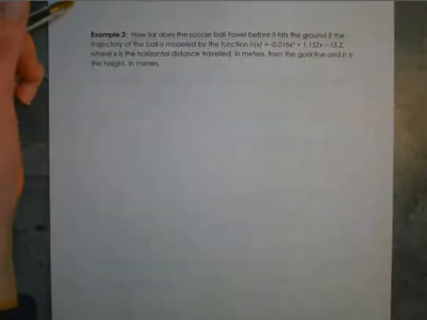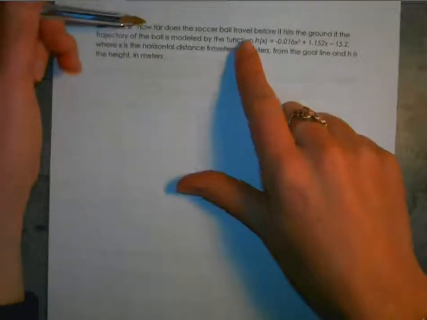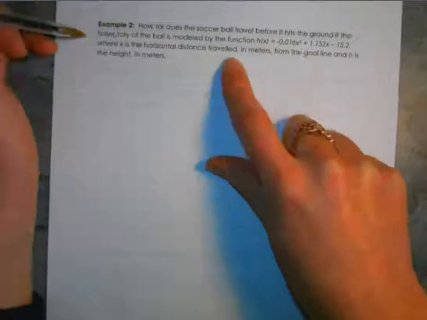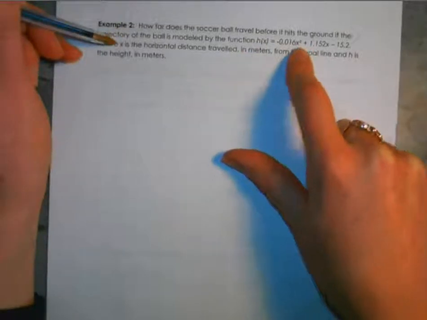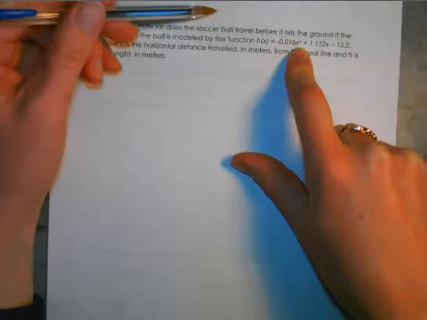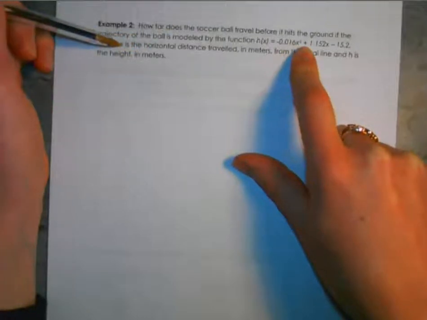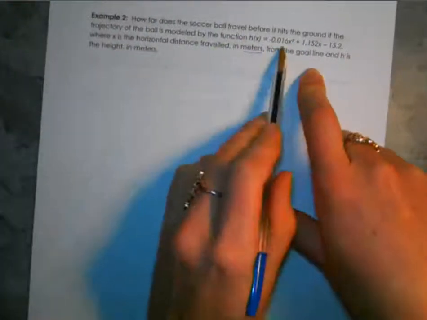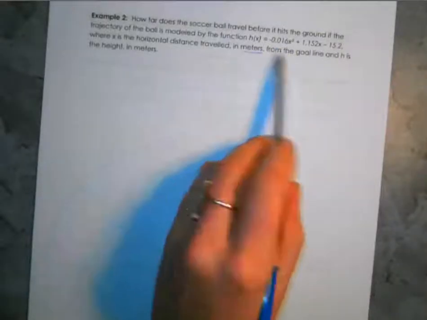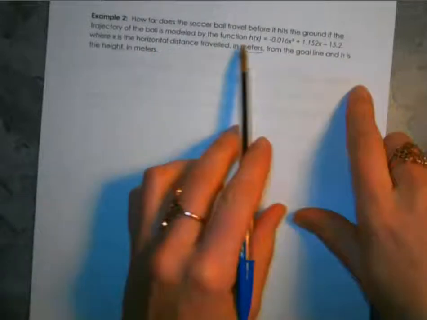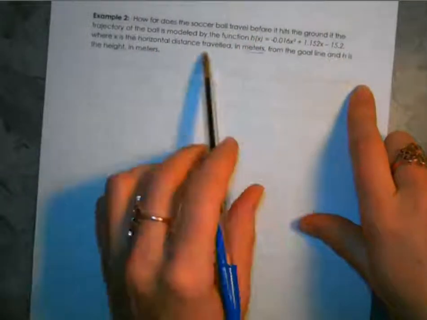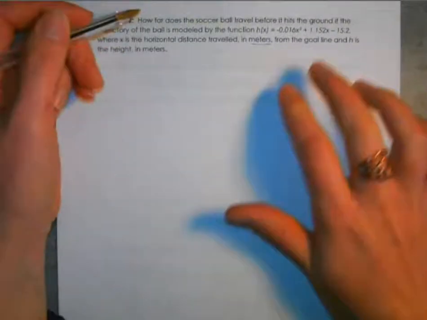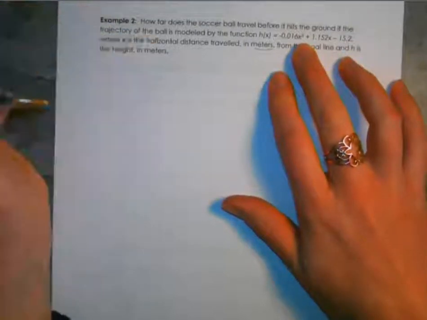This is going to be a word problem. It's asking, how far does the soccer ball travel before it hits the ground if the trajectory of the ball is modeled by the function, where x is the horizontal distance? If we're looking for how far it travels before it hits the ground, that's the horizontal distance, so we're solving for x. Our units are meters, so we can keep track of that when we write out our answers. x is the horizontal distance from the goal line, and h is the height in meters. Our function shows us how high the ball goes for each unit of horizontal distance that it travels. Like I said, we want to solve for x because we're looking for the horizontal distance.